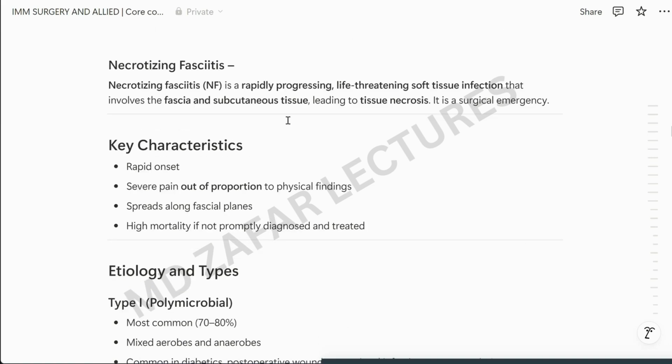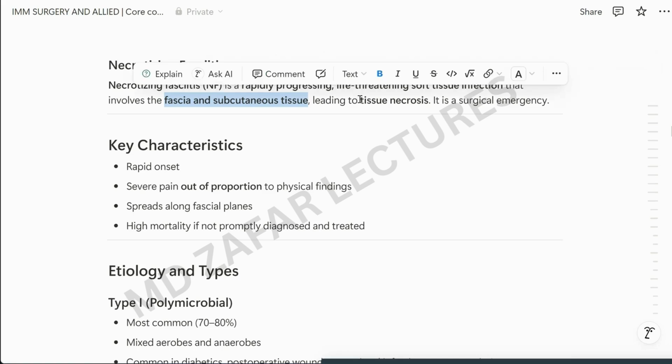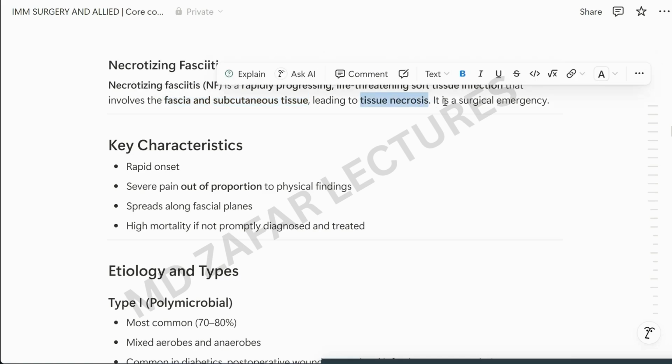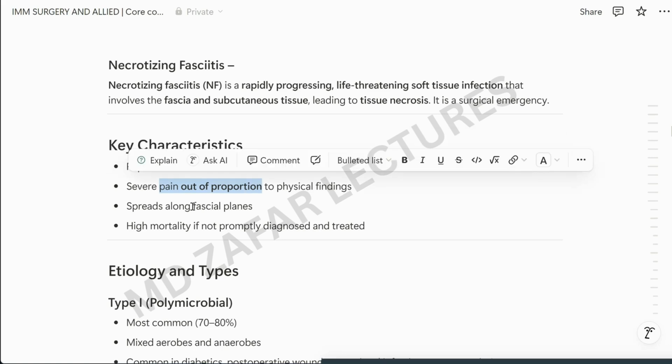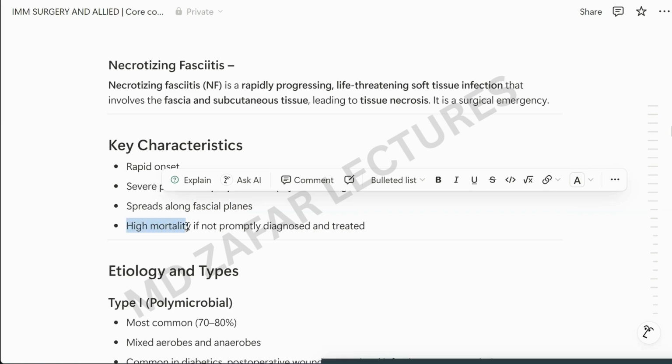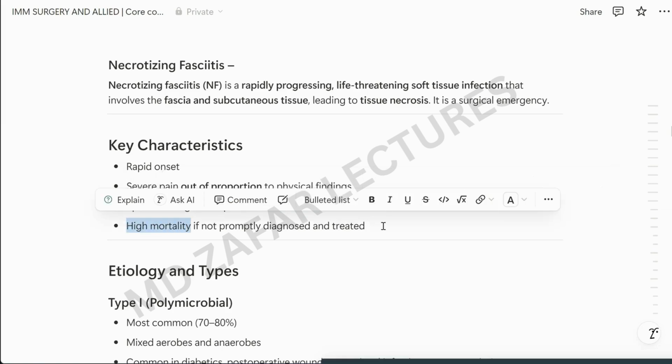So necrotizing fasciitis is a rapidly progressive, life-threatening soft tissue infection that involves the fascia as well as the subcutaneous tissue, resulting in tissue necrosis. And remember, it is a surgical emergency. The key findings in necrotizing fasciitis are that it has a rapid onset. The patient will be in severe pain after any injury or wound. There will be spread of infection in different fascial planes and it has high mortality. So it needs to be diagnosed and treated effectively.